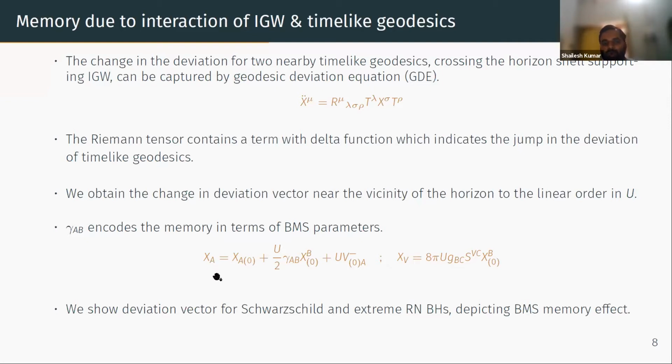For spherical coordinates, it is nothing but x^theta and x^phi, and there will be another component x^v of the deviation vector. These gammas will basically contain your BMS parameters, which are nothing but the sum of your impulsive gravitational wave and null matter part. We have provided our result for the squash and extreme RN case.